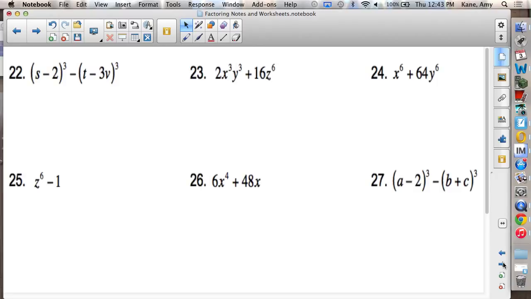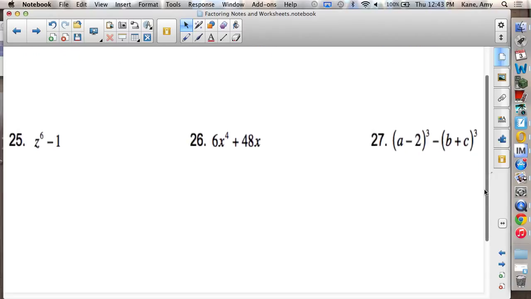Alright, so for number 12, or 25 on page 12, it says z to the 6th minus 1. And D is asking, how do you know how to break that value down? So our goal is to figure out what the A and the B values are. And A would be the cube root of whatever number or variable is here. B is the cube root of the number or variable that you're given.